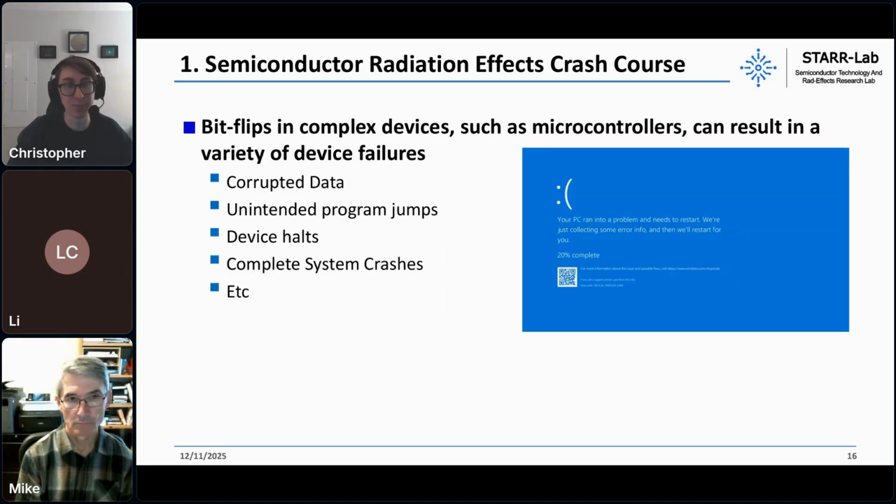So for more complex devices, moving on from a flip-flop to something that is implementing many thousands or hundreds or millions of flip-flops or registers within a device, just a change in one bit value, you can have corrupted data. Your program can be jumping to somewhere that it really shouldn't, or the device will halt or crash altogether. So there's a variety of things that can happen.